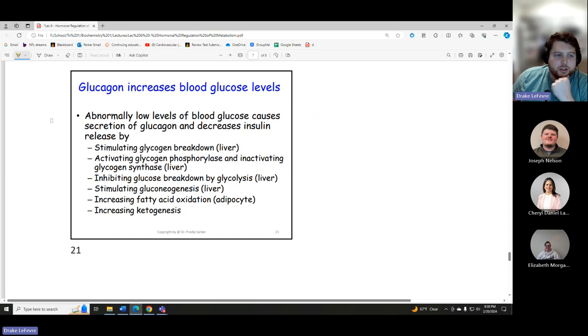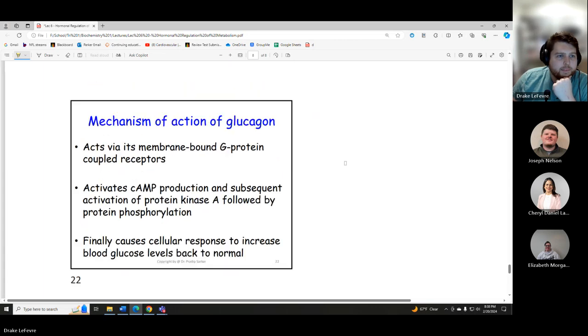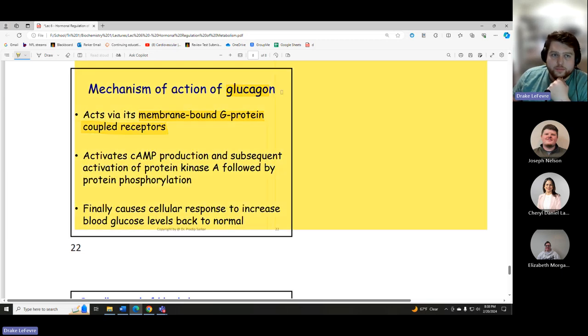Glucagon. Then here's the glucagon. It does the opposite. It gives all the opposites. The mechanism of action of glucagon: glucagon is a G protein coupled receptor. So remember our G protein coupled receptors. I promise you the G protein coupled receptor comes back in other tests, especially when talking about glucagon.